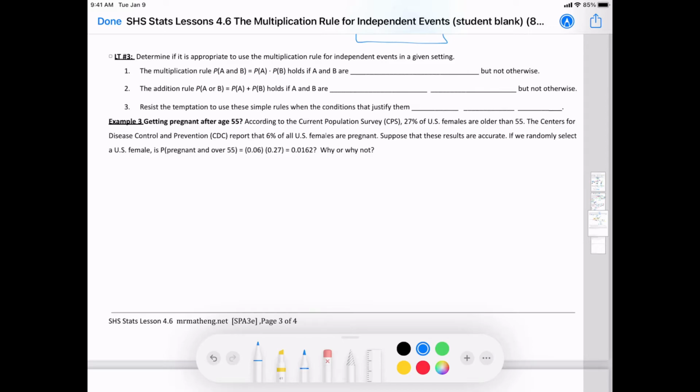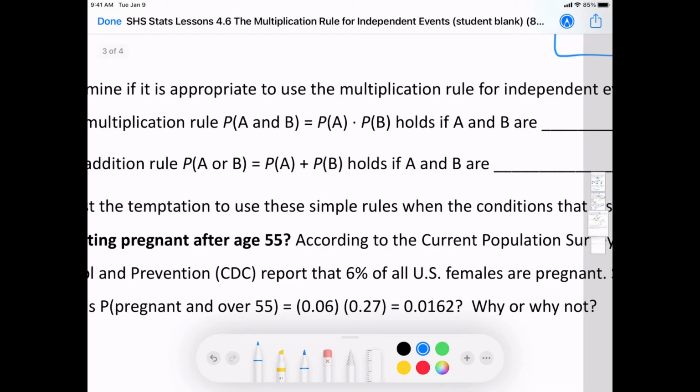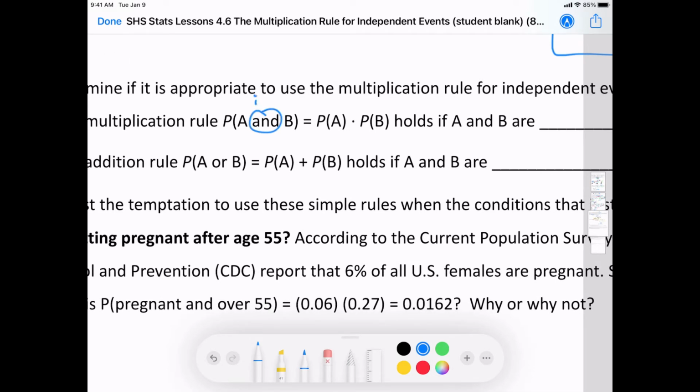All right, learning target number 3 says determine if it is appropriate or right to use a multiplication rule for independent events in a given setting. So let's review a couple of concepts here. The multiplication rule, the probability of A and B. Again, this is the intersection in your Venn diagram, right?